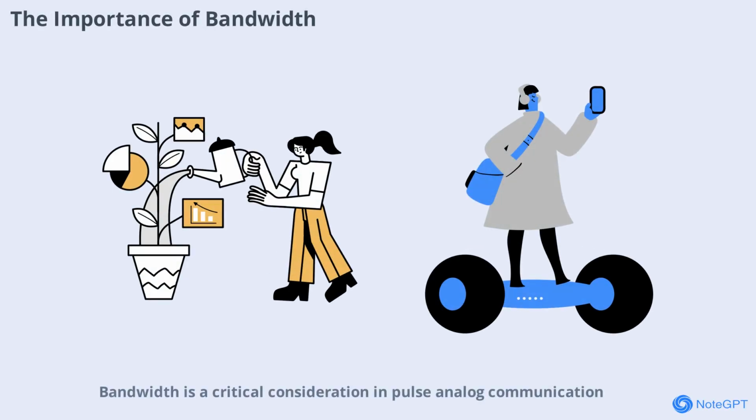Bandwidth is a critical consideration in pulse analog communication. Each modulation technique has different bandwidth requirements, which can impact the overall performance of the system. PAM typically requires more bandwidth than PWM or PPM, which can be a limiting factor in some applications. Efficient use of bandwidth is essential for maximizing data transmission rates and minimizing interference.